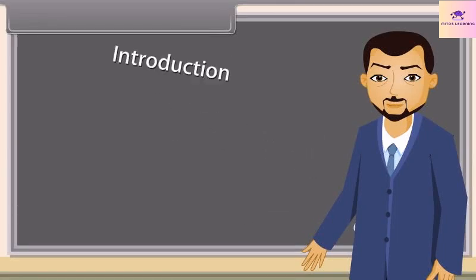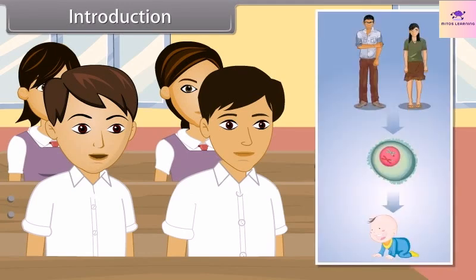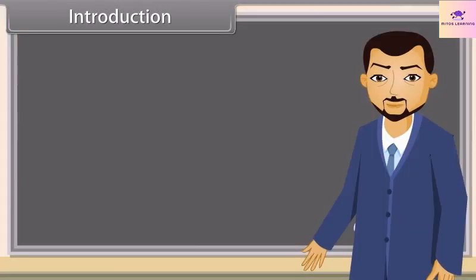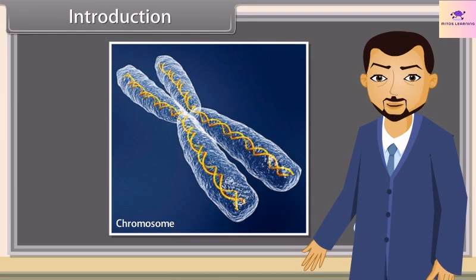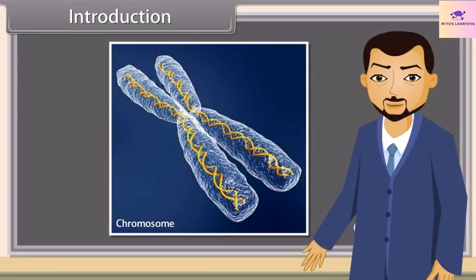Introduction. What are genes? A gene is a unit of heredity that is transferred from parents to offspring to transfer information for the expression of certain characteristics. Correct. Can you identify the structure shown in this picture? It is a chromosome. You are right.